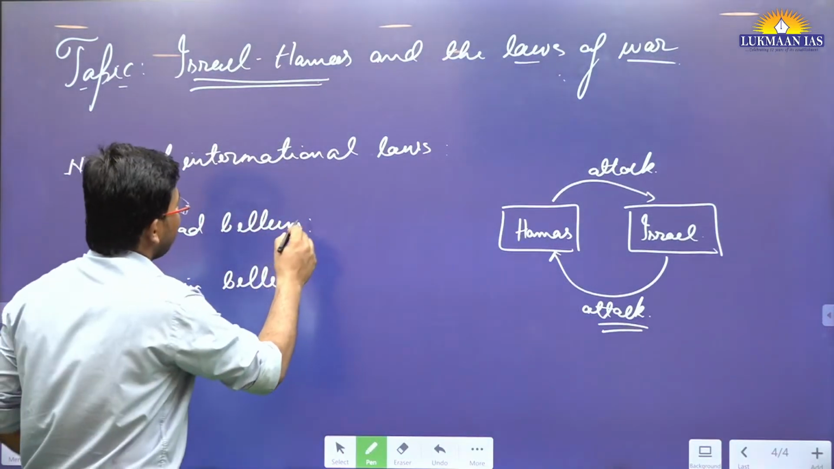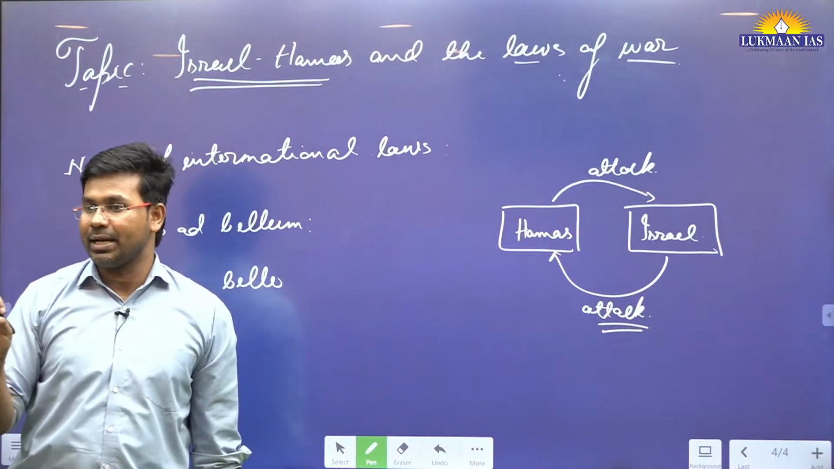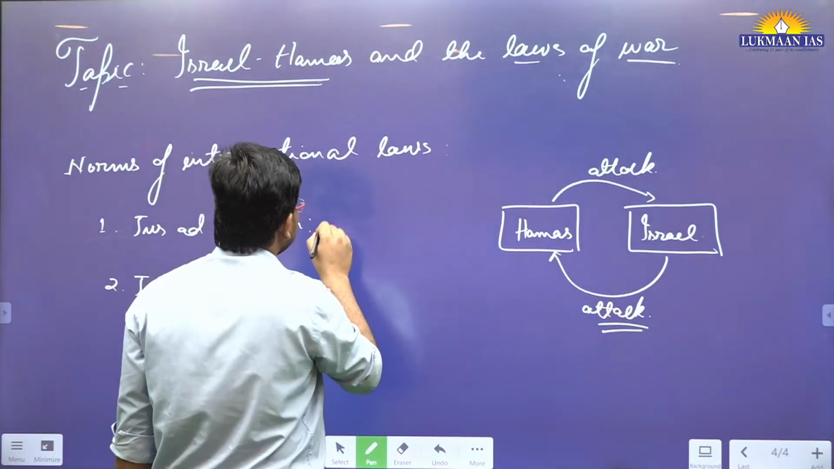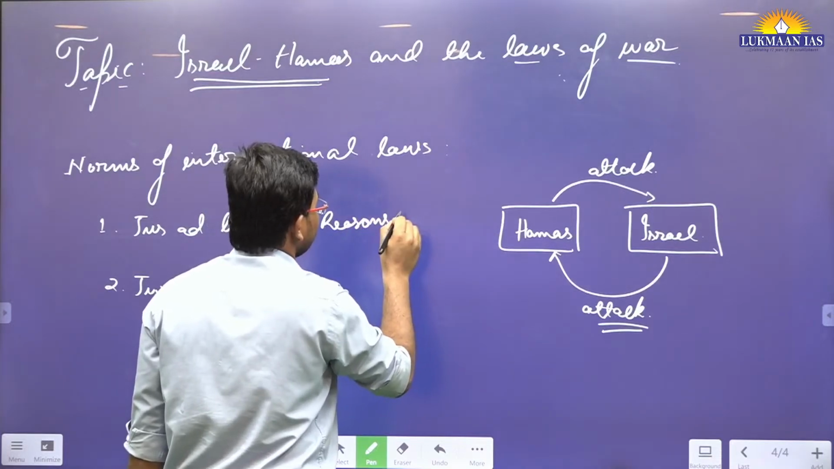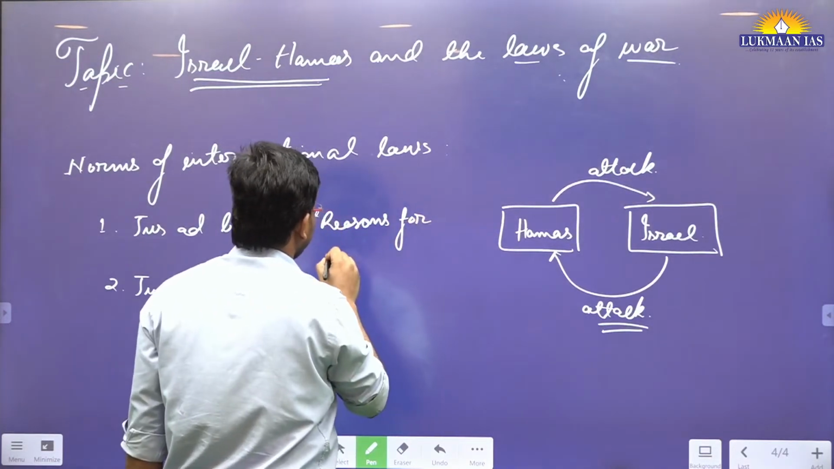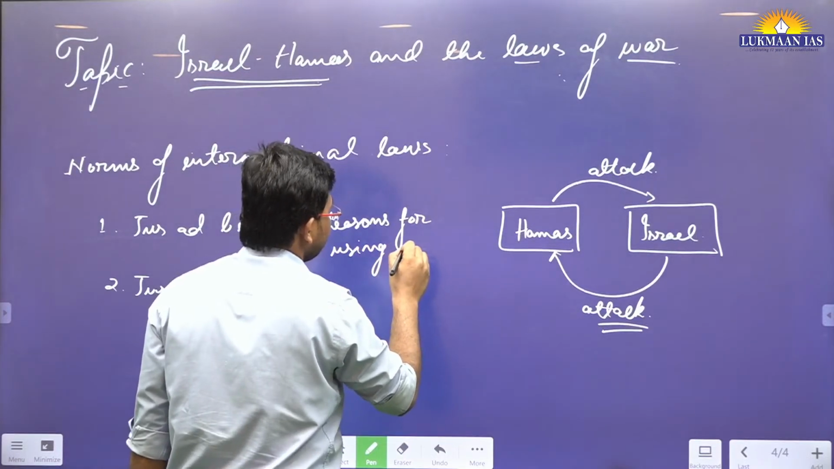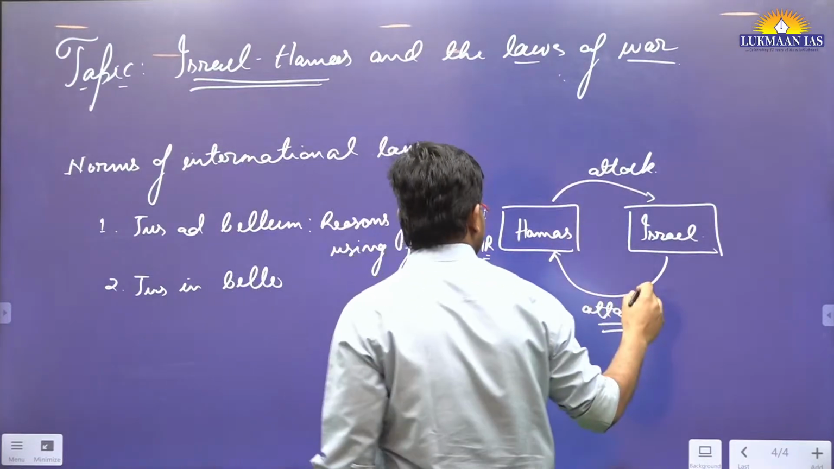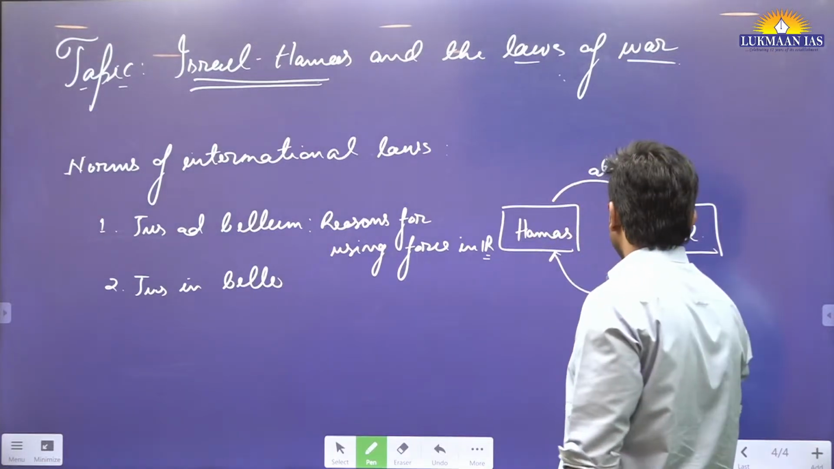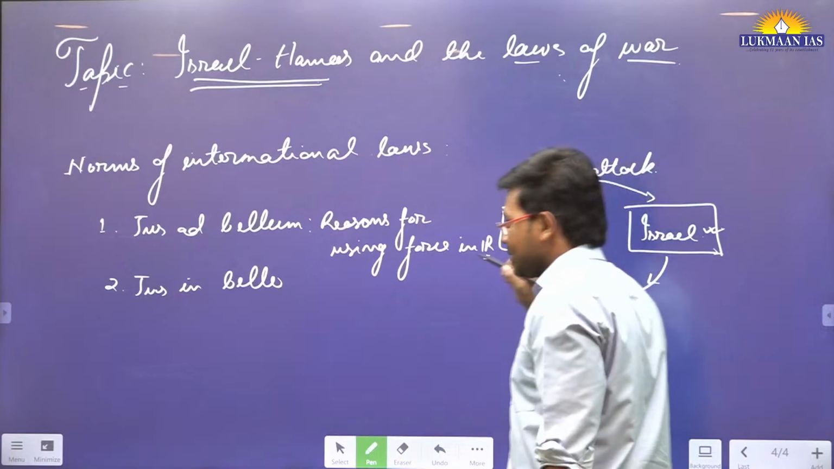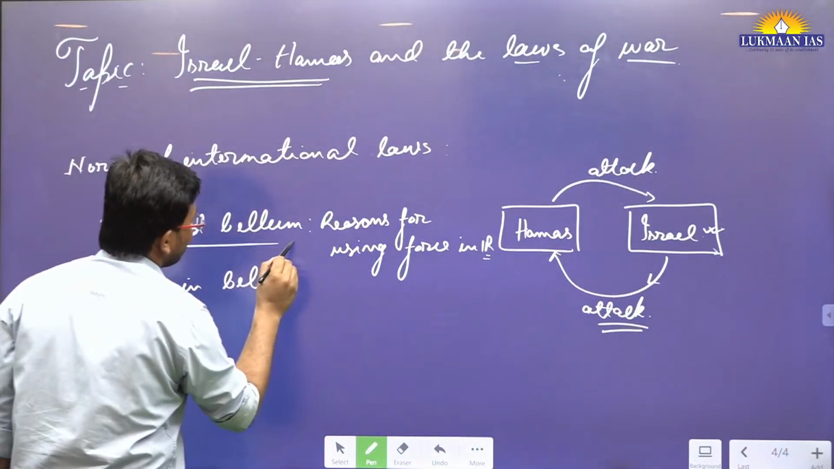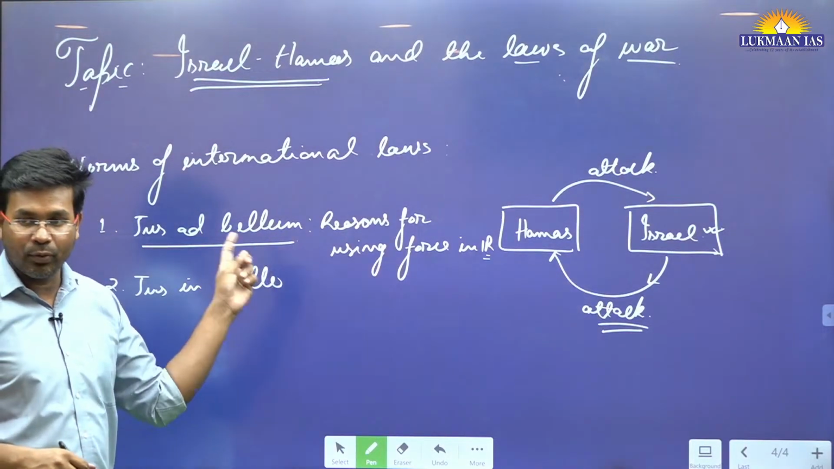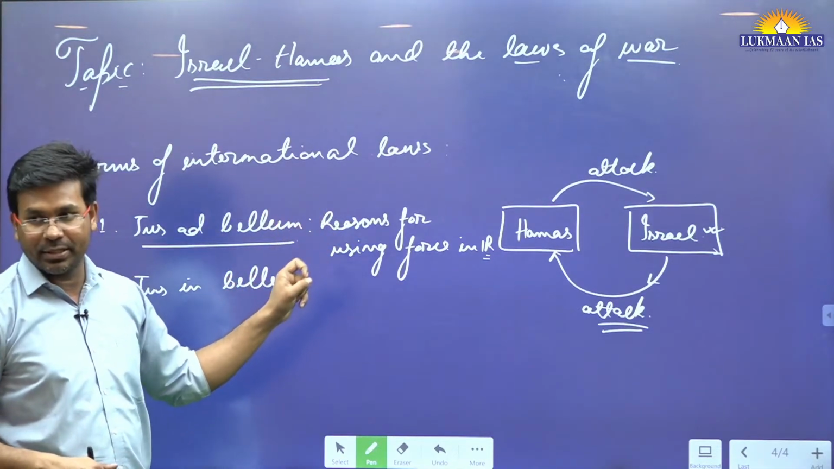So jus ad bellum talks about what are the reasons that allow different countries to use force in international relations. Reasons for using force in IR, in international relations. So now Israel is using force, and what is the reason? Because their civilians have been killed. So jus ad bellum talks about those reasons that can be used by different countries as a legal basis to attack other countries, to use force in international relations.